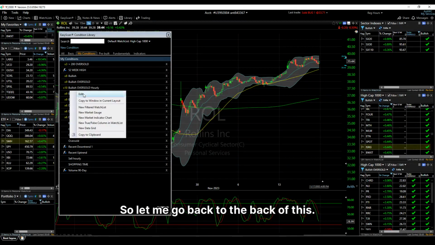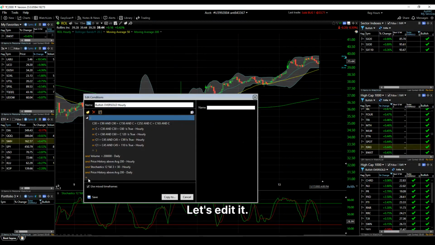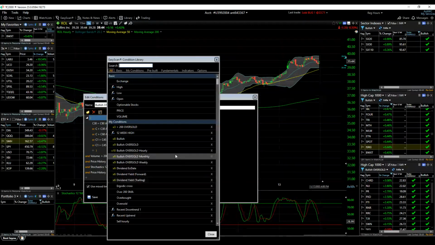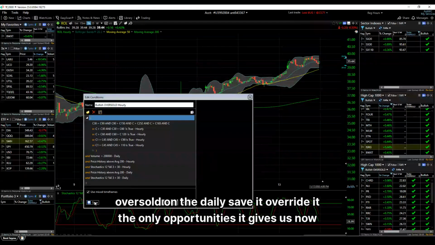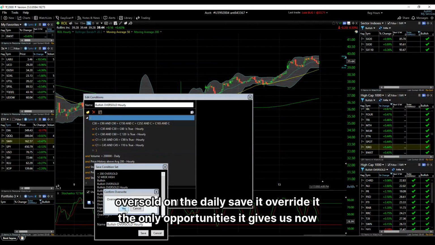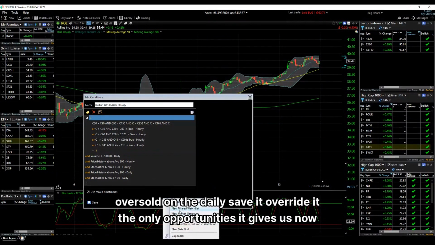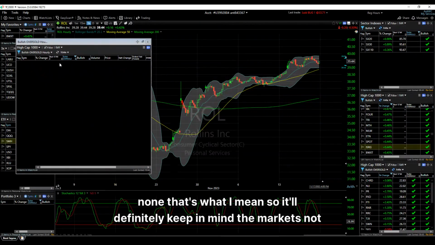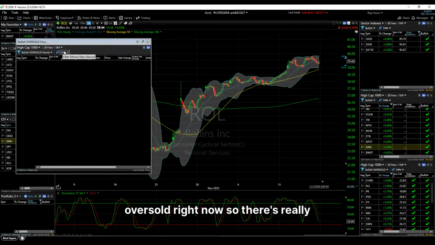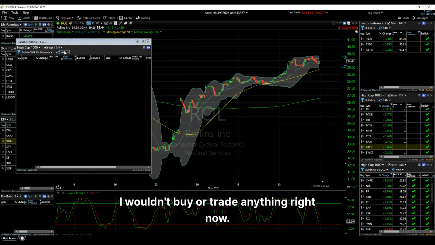So let me go back to this. Let's edit it. Choose the condition. Go to oversold on the daily. Save it. Override it. See how many opportunities it gives us now? None. That's what I mean. So keep in mind the market's not oversold right now, so I wouldn't buy or trade anything right now.